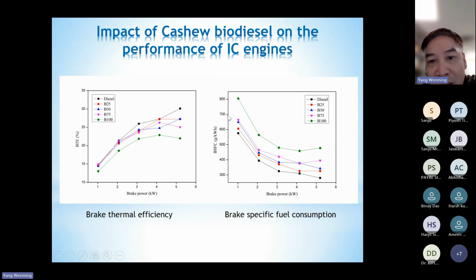Here shows the brake specific fuel consumption. This biofuel has higher fuel consumption. This one is easy to understand. Firstly, brake thermal efficiency is lower. Secondly, biodiesel contains oxygen, right? So the heating value is smaller. Since the heating value is smaller, to produce the same power you need to supply more fuel, correct? So it's very easy to understand.